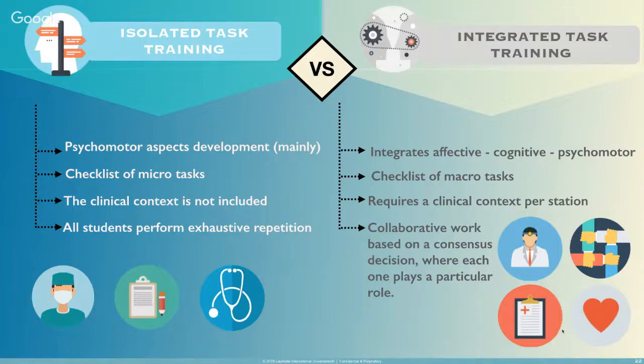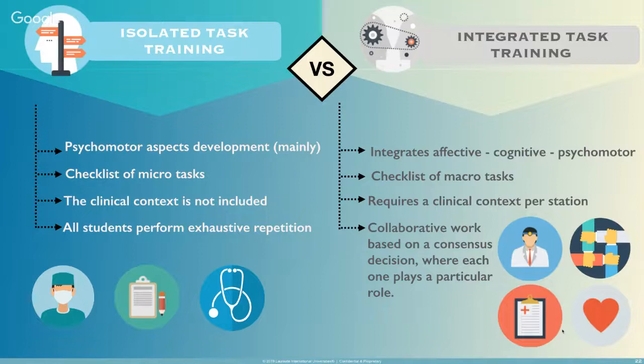But when we talk about integrated task training, we are talking about an activity that integrates affective, cognitive, and psychomotor skills. Here, the students need to put their knowledge in action to make decisions, they have to manage their emotions, and to perform a procedure. You are probably wondering if it's not the same as what happens in a simulation scenario. Well, kind of. But here, differently from a simulation scenario, students have a checklist of macro tasks, okay? We have micro tasks in isolated task training, very detailed for each task, step by step. And in an integrated task training, we have macro tasks.